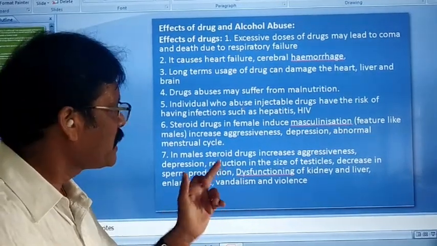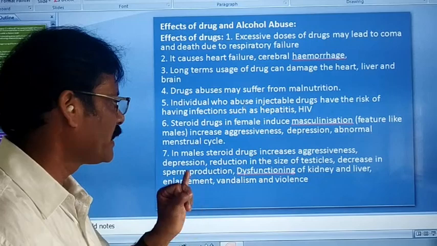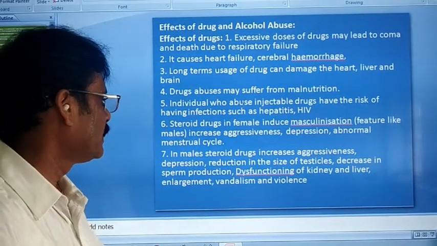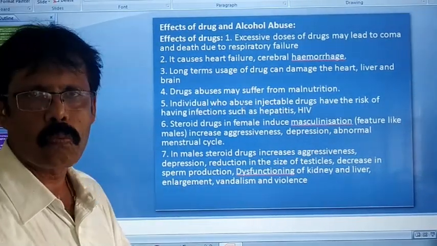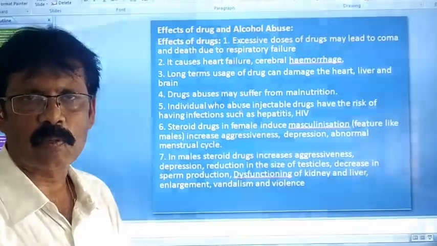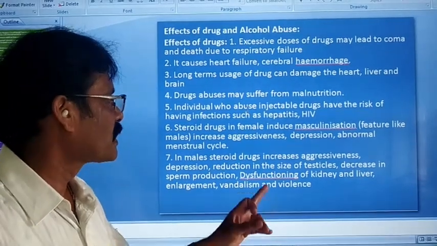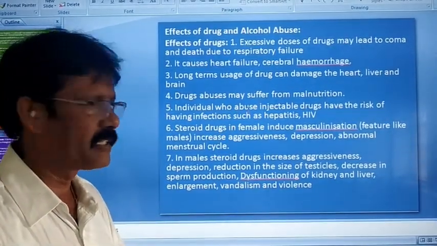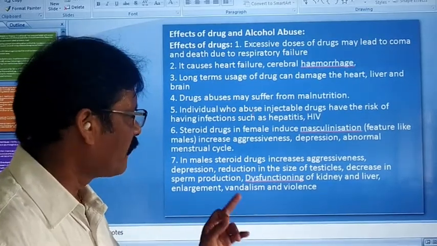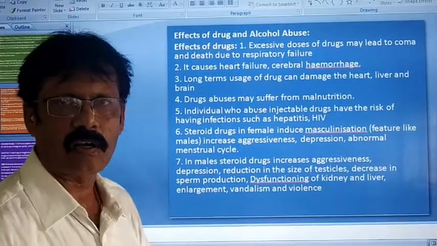In males, steroid drugs increase aggressiveness, depression, reduction in the size of the testicles, and decrease in sperm production, that causes azoospermia, oligospermia, asthenozoospermia. It also causes dysfunction of kidney and liver, enlargement of liver, vandalism and violence. So these are the various effects of drug abuse.